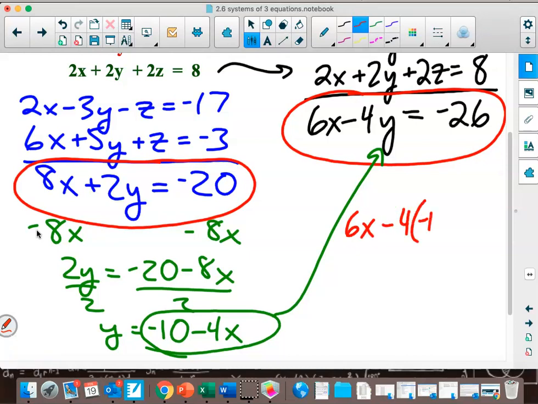So times negative 10 minus 4x is negative 26. Is this what you did? Yeah.